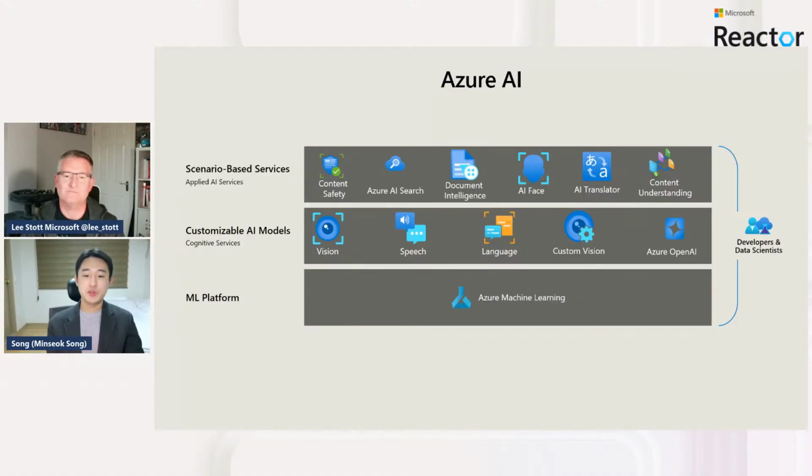This allows you to either use pre-trained models or fine-tune them with your own data. For instance, you could train custom vision to recognize your own product, so when the model sees one, it knows it's product A from your company. And finally, there's Azure Machine Learning, a comprehensive platform for building, training, and deploying custom ML models.